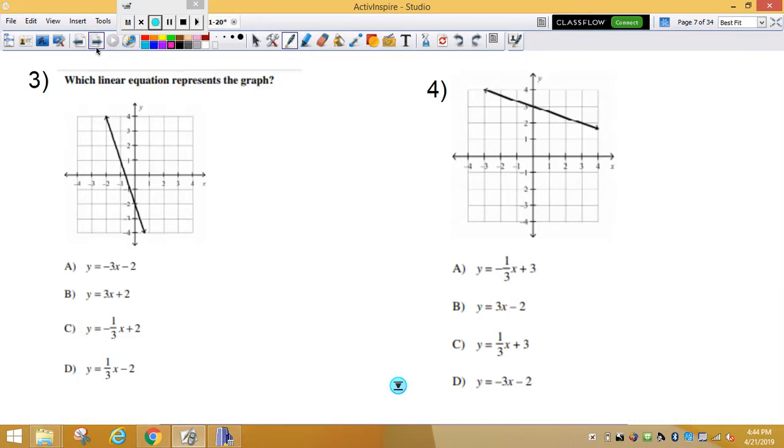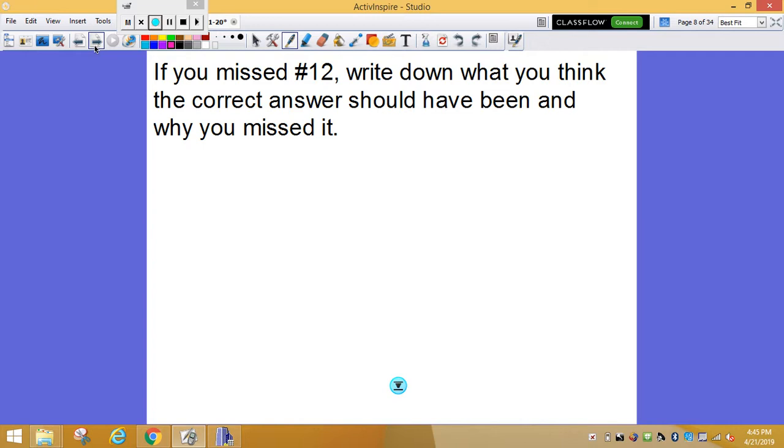Here's 3 and 4. For 3, you don't have to draw the graph. You can just write down the answer. And same thing for 4. You can just write down the answer. So pause it and do 3 and 4. And then if you missed number 12, you need to write down what you think the correct answer should have been and why you think you missed it.